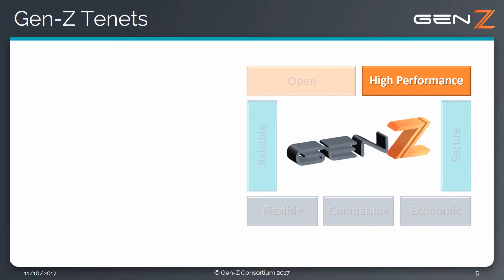The next Gen Z tenet is high performance. Gen Z was designed to be high bandwidth and low latency, and to do it at scale, from motherboard to chassis to rack and row scale. Bandwidth to feed the ever-increasing core counts and processors of the future, but more efficiently, with less power and cost than the trajectory of technology evolution we are on today.